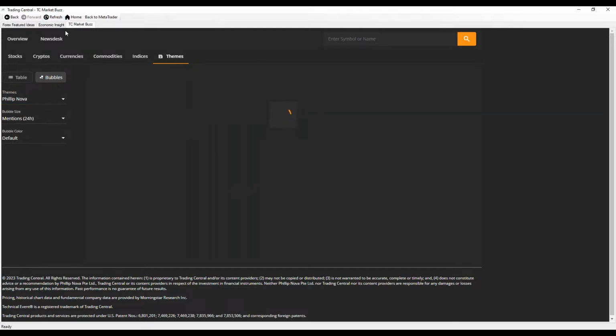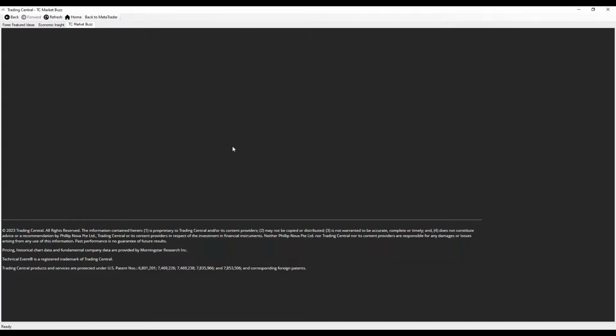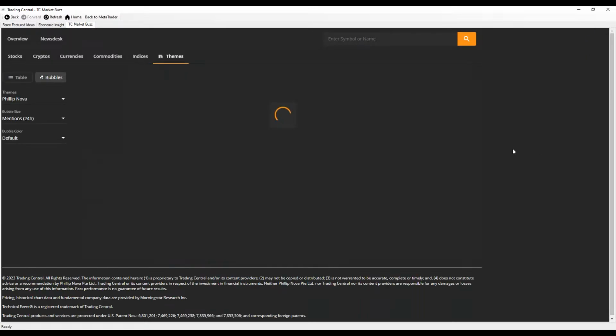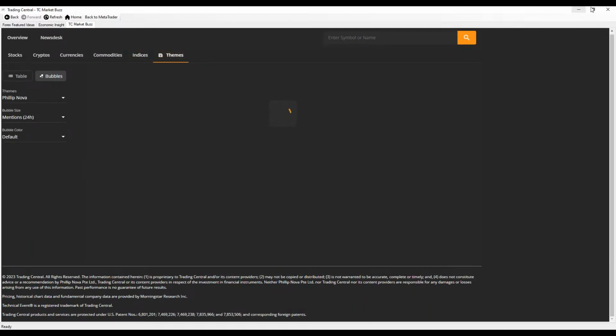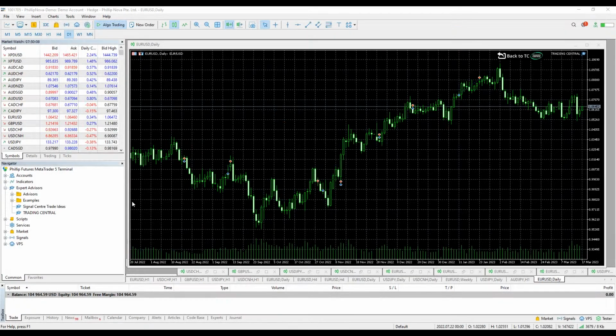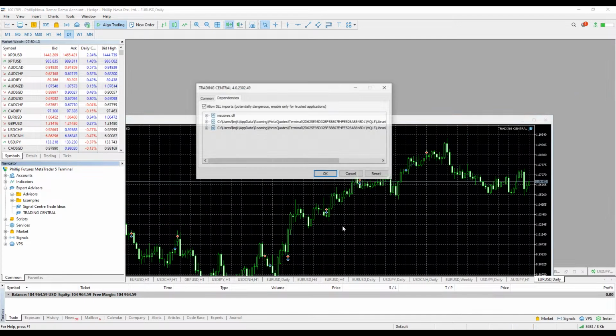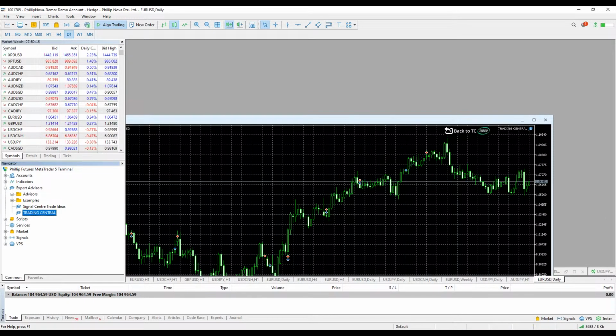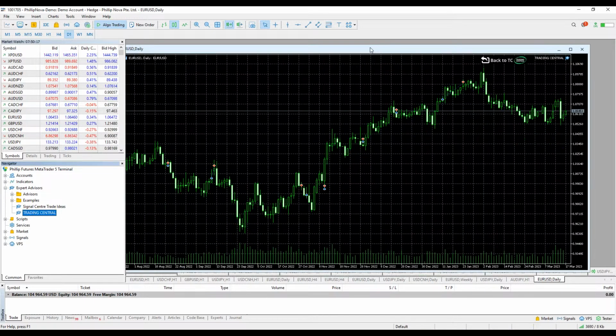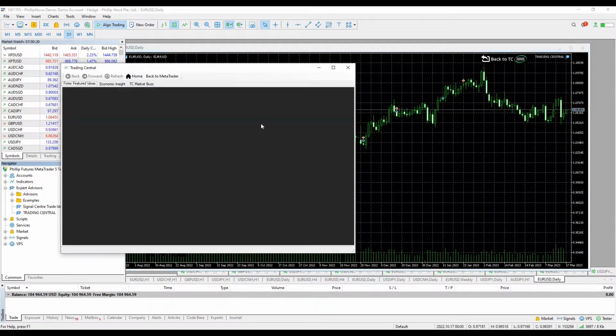Okay, so it does seem like it is lagging a little bit. Let me do a refresh. Sometimes this happens. In such a scenario, you could drag and drop again and try to relaunch the tool. And remember, go to the third tab here, which is the TC Market Buzz.